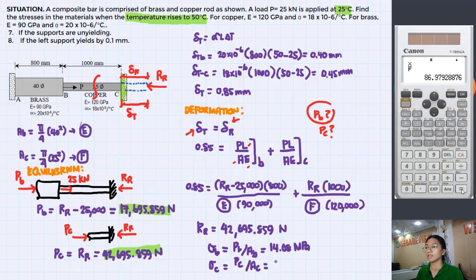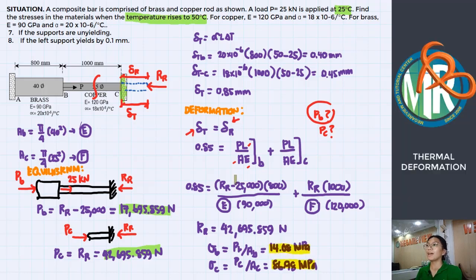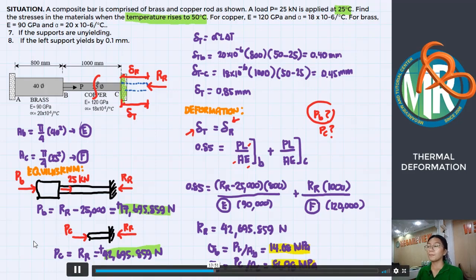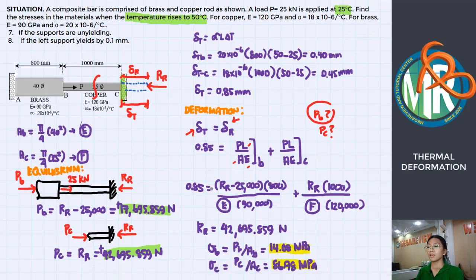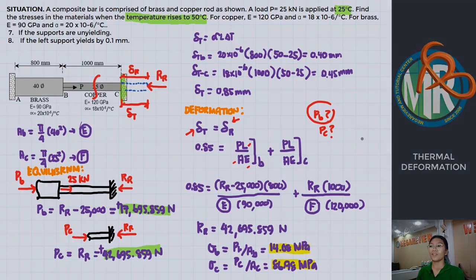This is 86.98 megapascal. Okay? So, these are the answers for number 7. Take note that the forces we got in the brass and copper rod are positive. That means our assumption was correct: the copper and brass rods react with compressive force. Otherwise, if negative, it would just mean tension, but the magnitude of the answer would still be the same. The only difference is the assumption.